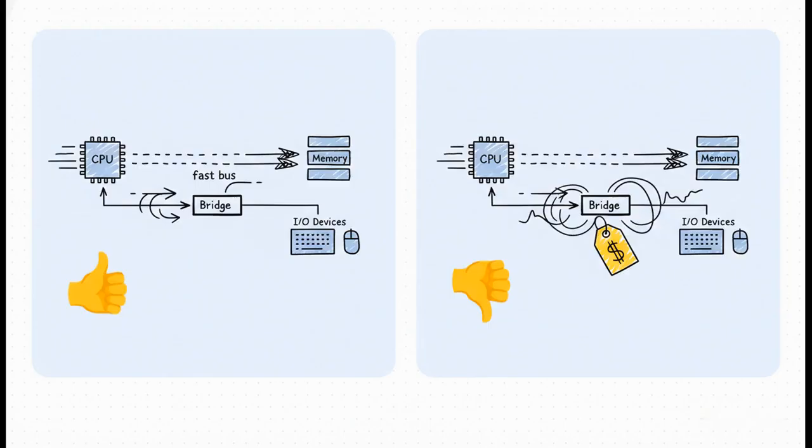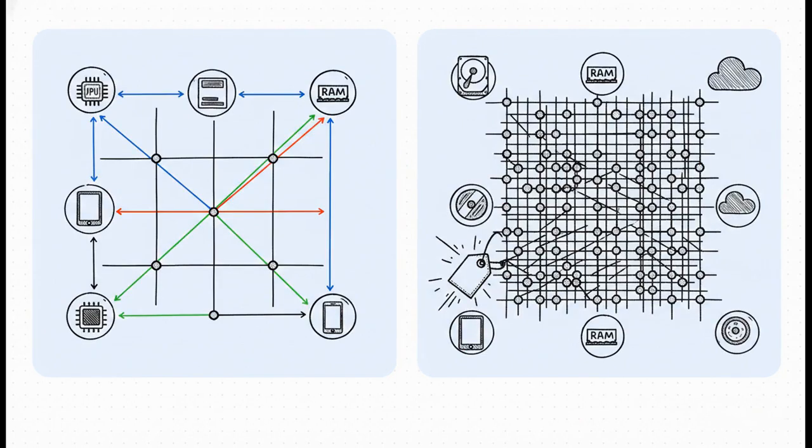So to get around that traffic jam, we can level up to a multiple bus structure. This is what you'll find in most modern PCs. The idea is to have different buses for different jobs, like a super fast local bus just for the CPU and memory, and then a separate slower bus for everything else. This means way better performance and less congestion, but as you can probably guess, it's also more complex and costs more to build.